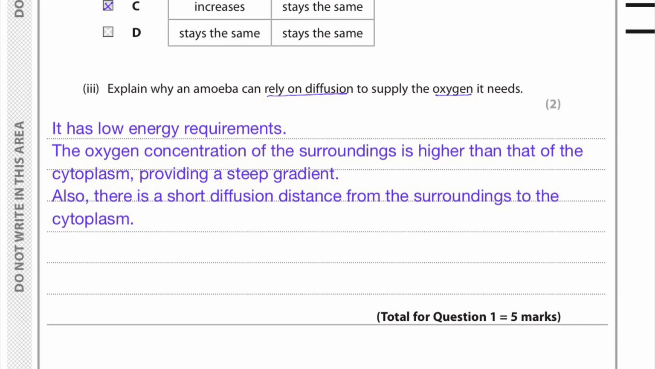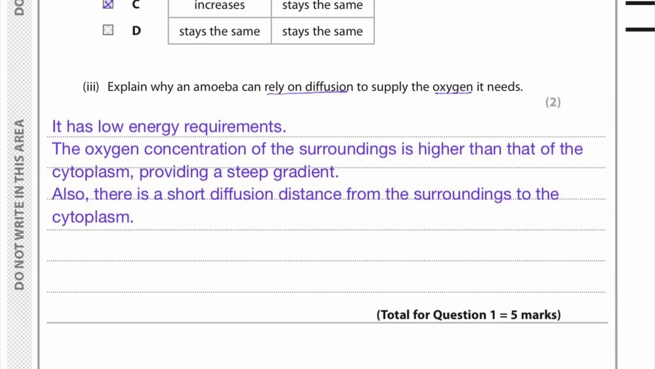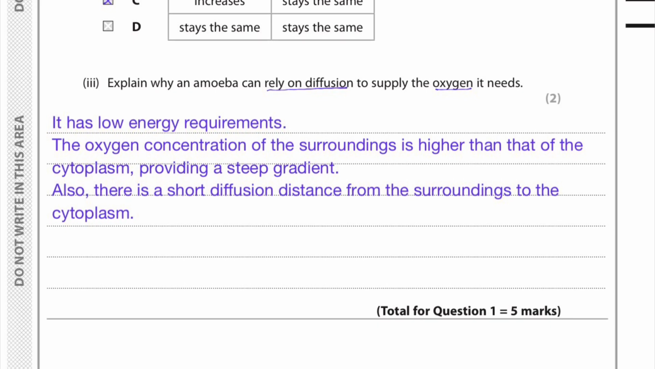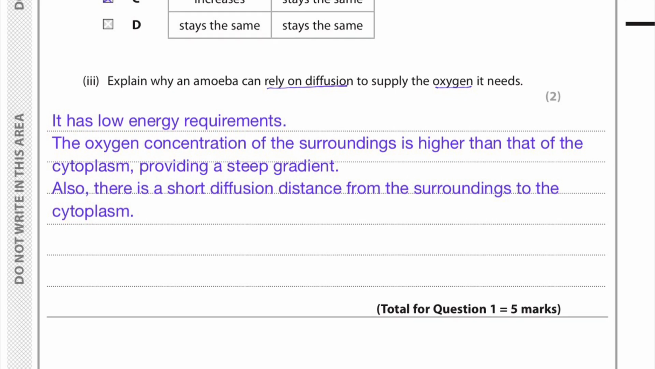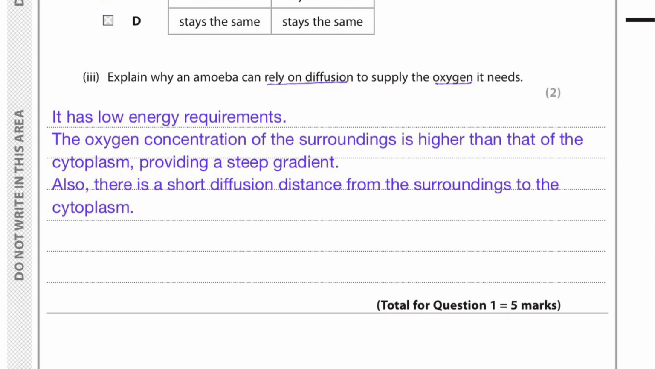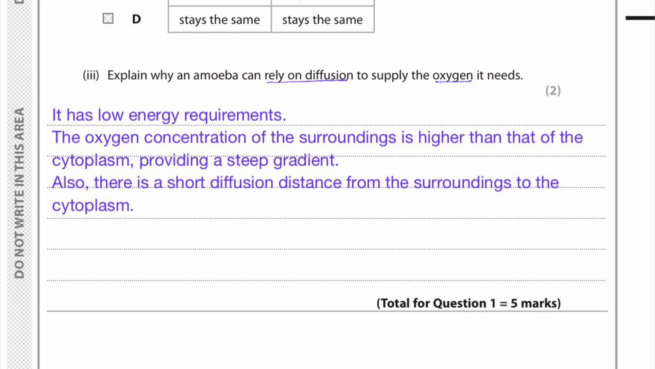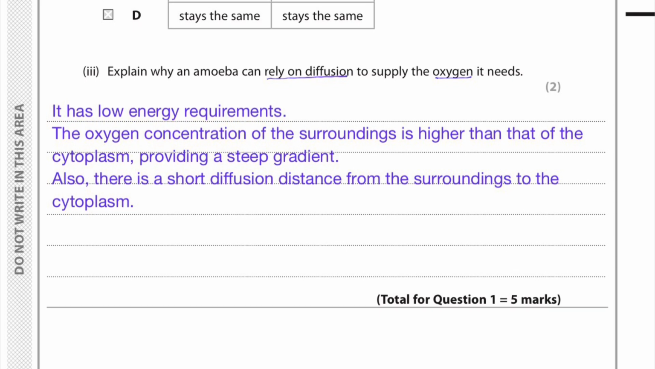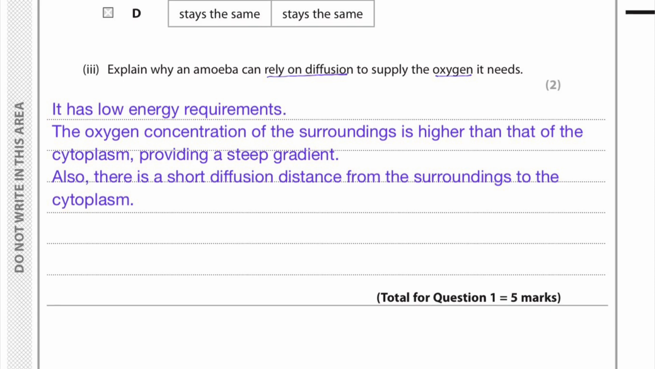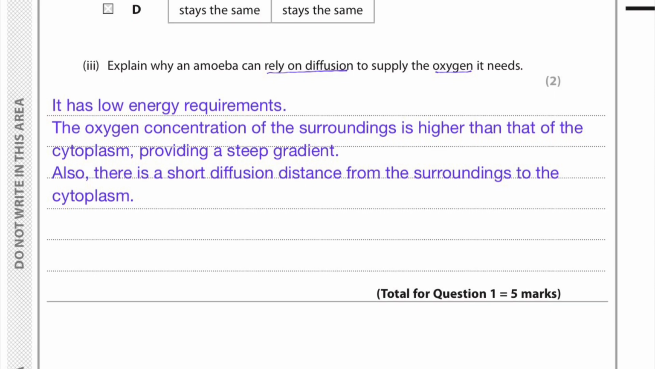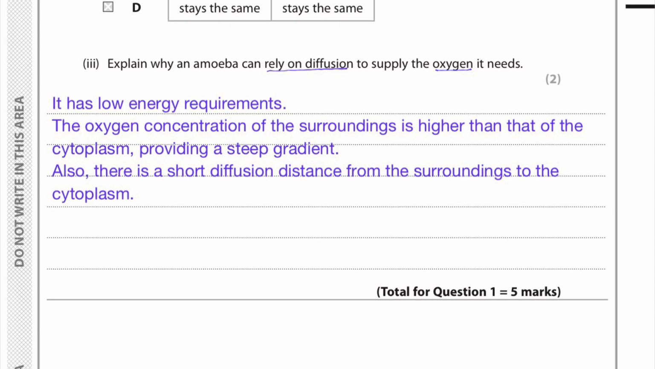Next, they say, explain why an amoeba can rely on diffusion to supply the oxygen it needs. Relying on diffusion can be because of the surface area to volume ratio, the concentration gradient, and the diffusion distance. So I said it has low energy requirements. The oxygen concentration of the surroundings is higher than that of the cytoplasm, providing a steep gradient. Also, there is a short diffusion distance from the surroundings to the cytoplasm.